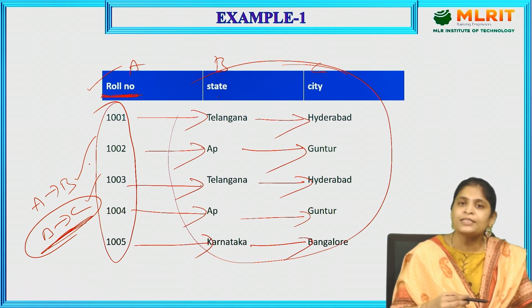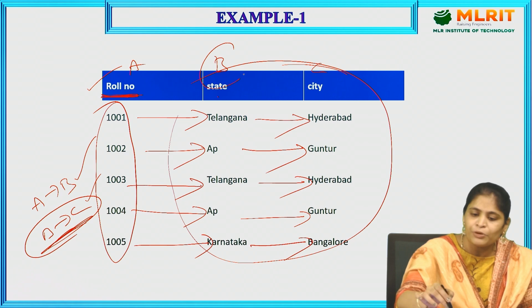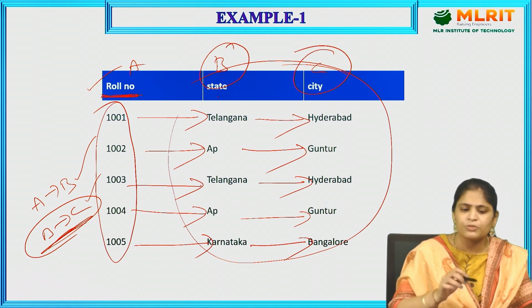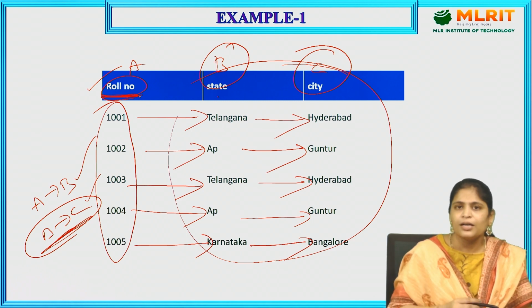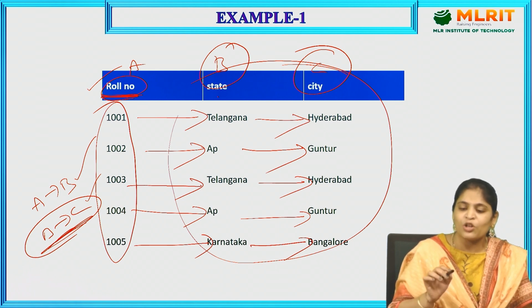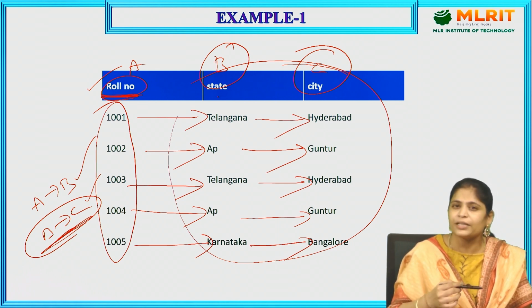But what is our third normal form? One non-prime attribute must not derive another non-prime attribute. Here B and C are non-prime attributes. Why? Because here I am taking roll number as the prime attribute. B and C are non-prime. How can we define B derives C? No, right? So this is not in 3NF. We have to make it 3NF.